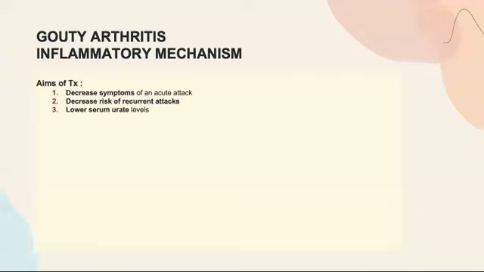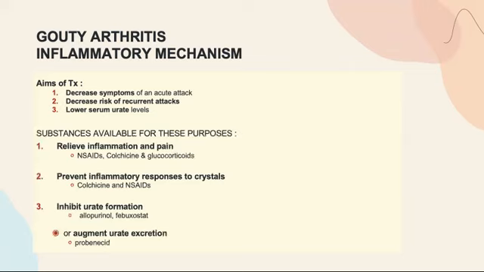The aims of the treatment are to decrease the symptoms of an acute attack, decrease the risk of recurrent attacks, and lower serum urate levels. The following substances are available for these purposes. These are drugs that relieve inflammation and pain, like NSAIDs, colchicine, and glucocorticoids, or drugs that prevent inflammatory response to crystals, like colchicine and NSAIDs, or drugs that act by inhibition of urate formation, like allopurinol and febuxostat, or to augment urate excretion, like probenecid.